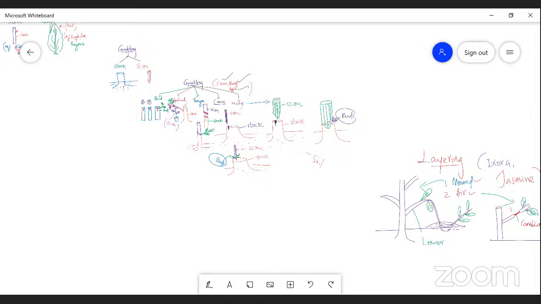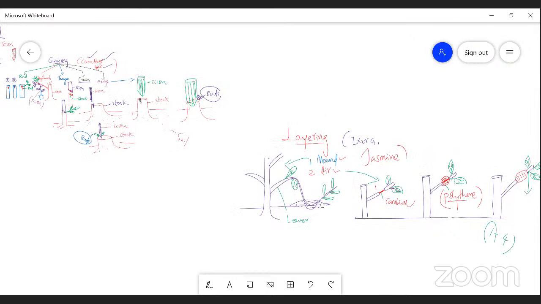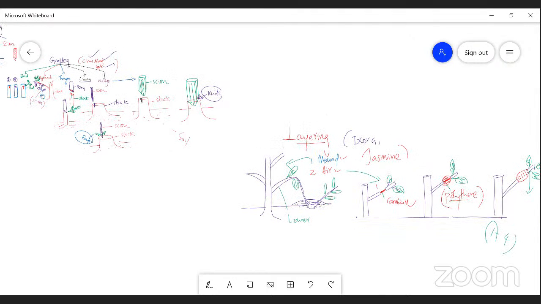Right. Next, we must do layering. Layering is where a desirable plant is allowed to bend to the ground in order to grow and emerge as a new plant. That is called layering. It is of two types, mound layering and air layering. Layering is practiced in the case of Ixora and Jasmine, right?